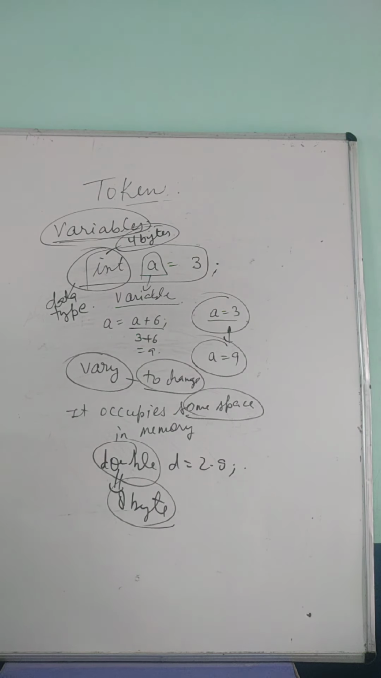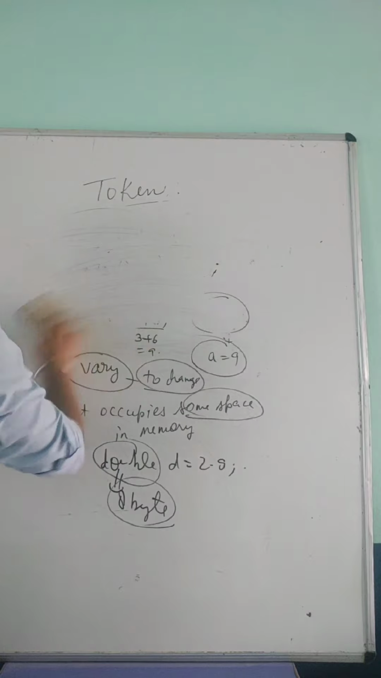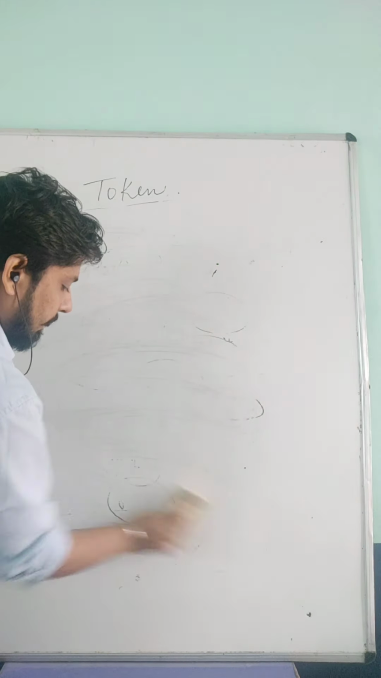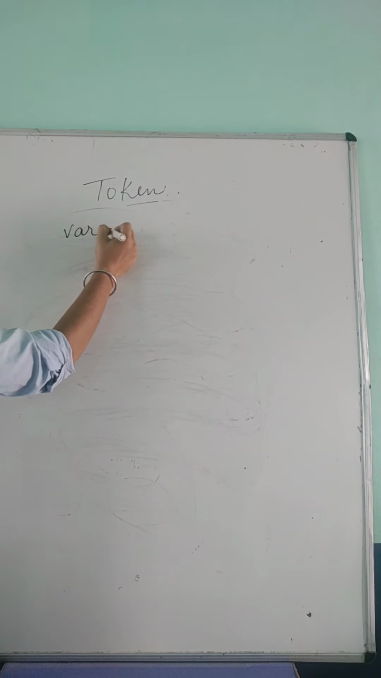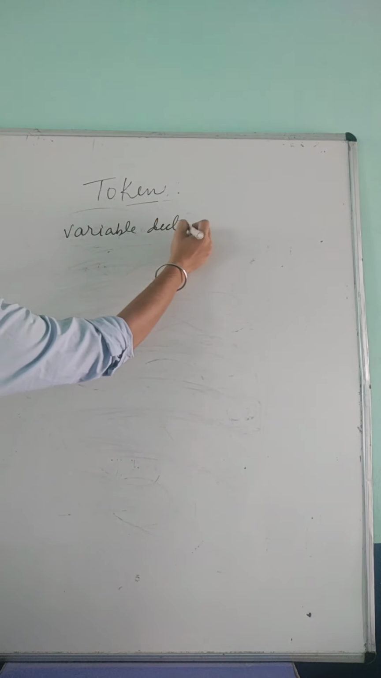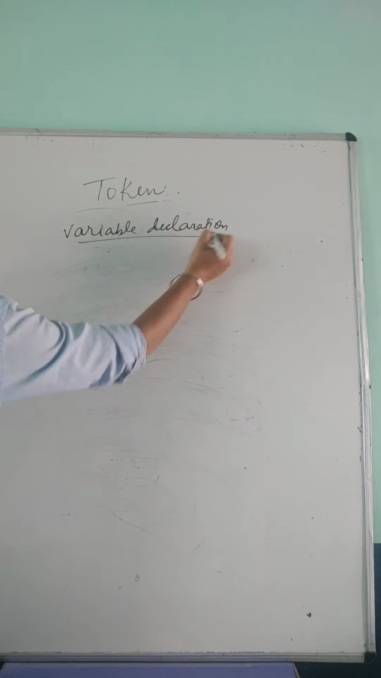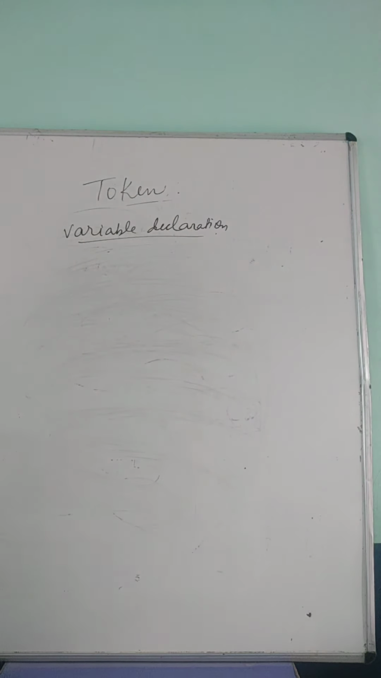Now the next part is variable declaration. How will we declare a variable? How will we use variable initialization? First is the variable declaration. When we have to use a variable, we have to define that I am using this variable name. That part is called the declaration.